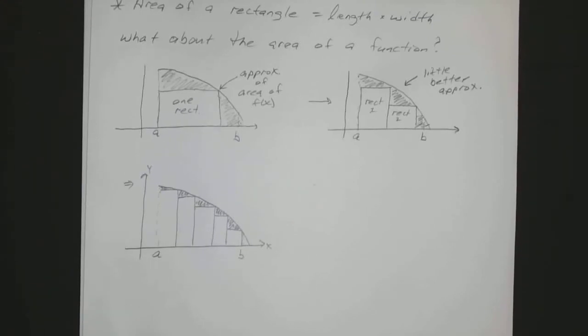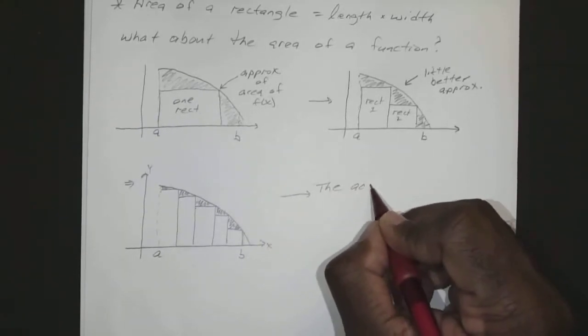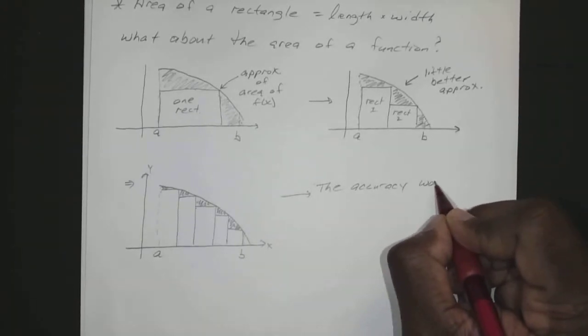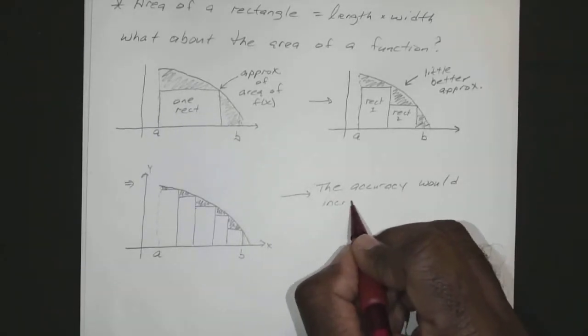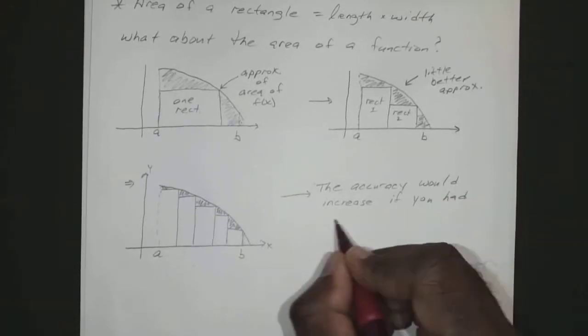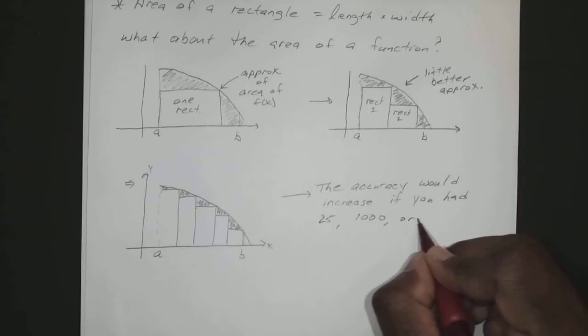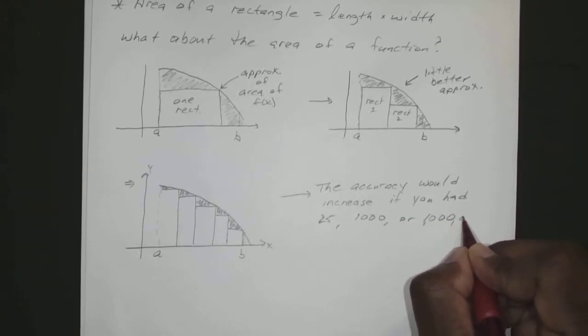So you can see as the number of rectangles increase, our approximation gets better and better and better. So you can imagine if you'd use 10 rectangles, 1,000, 1,000,000, a billion. It just keeps getting bigger. So the more rectangles you can put in there, the better your approximation will be. Would increase if you had, let's say, 25, 1,000, or 1,000,000 rectangles.